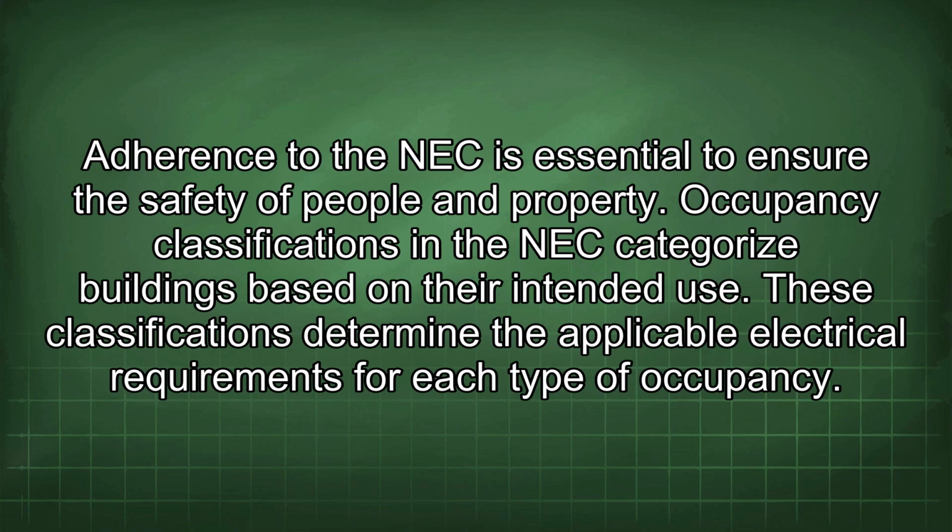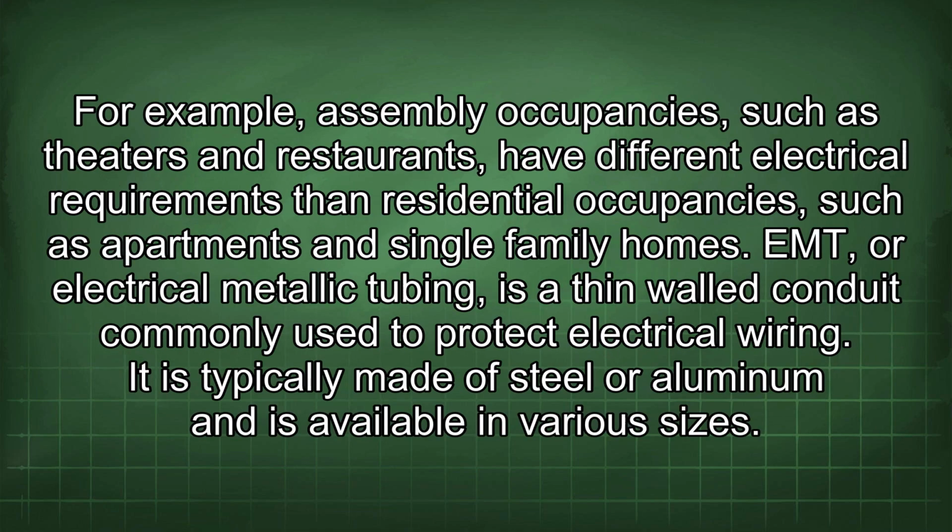Occupancy classifications in the NEC categorize buildings based on their intended use. These classifications determine the applicable electrical requirements for each type of occupancy. For example, assembly occupancies, such as theaters and restaurants, have different electrical requirements than residential occupancies, such as apartments and single-family homes.